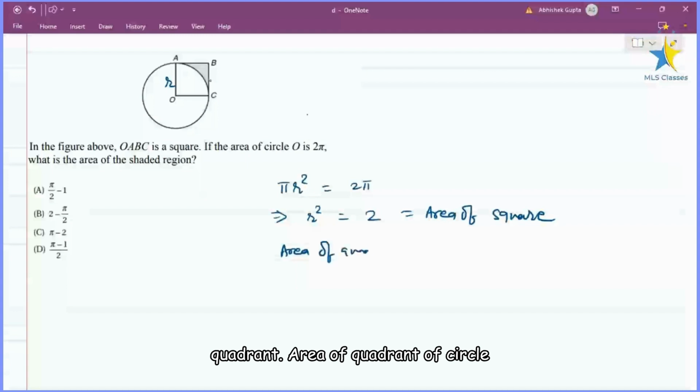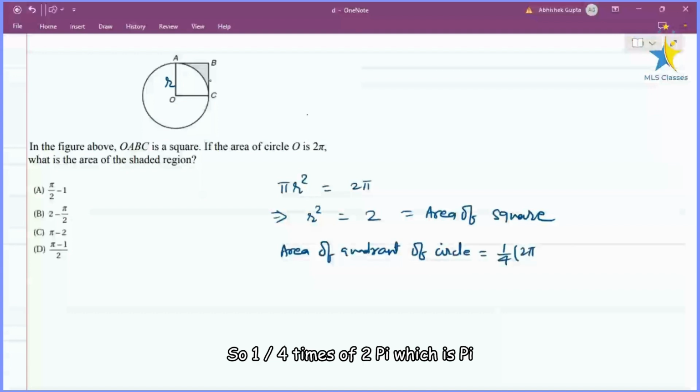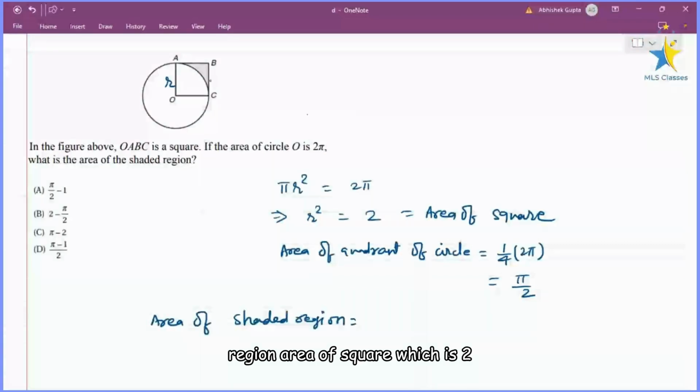The area of a quadrant of a circle will be 1/4 of the area of the circle. So 1 over 4 times 2 pi, which is pi over 2. So we can say the area of the shaded region is the area of the square, which is 2, minus the area of the quadrant, that is pi over 2. So if we see the options, it's option B.